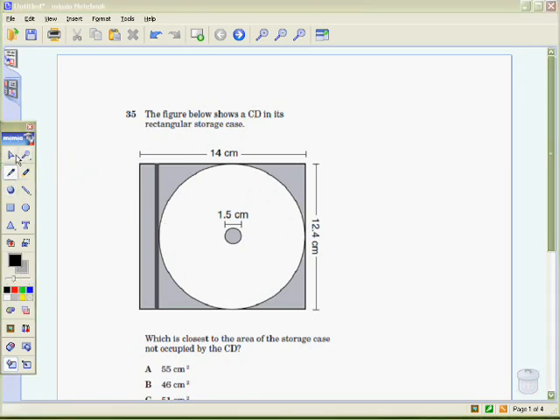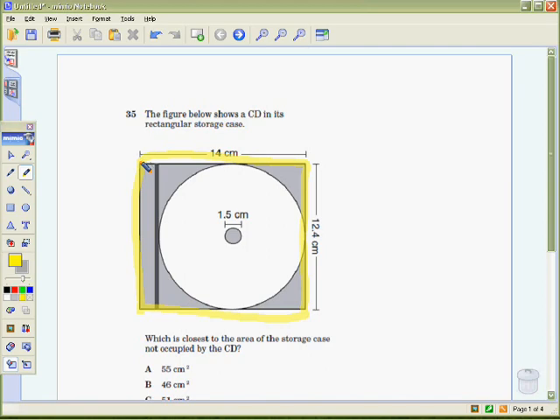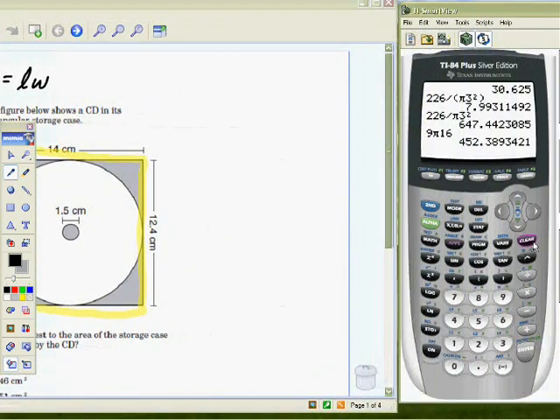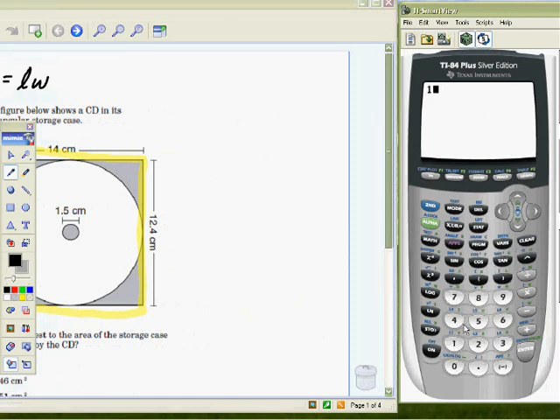Usually approach these problems is, let's find the area of the big figure first. Let's look at the entire rectangle. So I have this rectangle that is a 14 by 12.4 centimeter rectangle. And remember that the area of a rectangle is equal to length times width. So the area of my rectangle here is going to be 14 times 12.4.